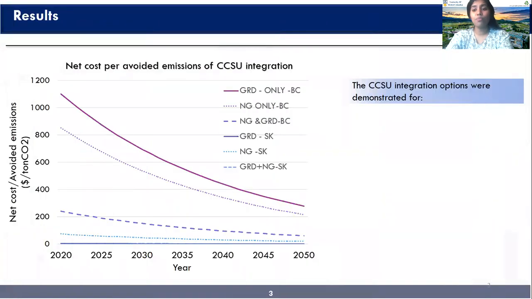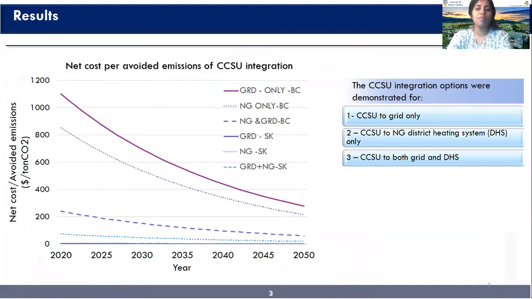Now let's move to the model results, where three scenarios were assessed depending on three points of carbon capture integration. They are grid-only integration, natural gas district heating system, and both in district heating systems and grid energy systems. The model was simulated for a period of 30 years starting from 2020.